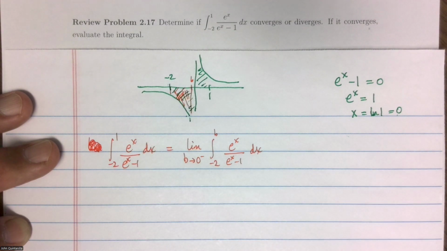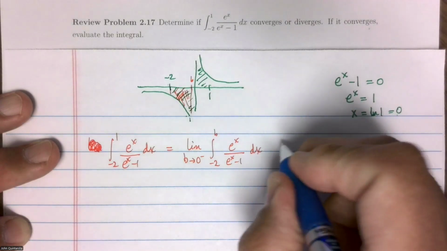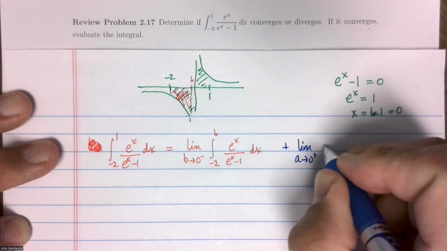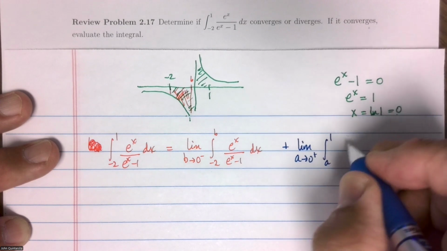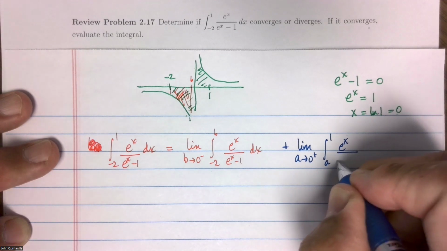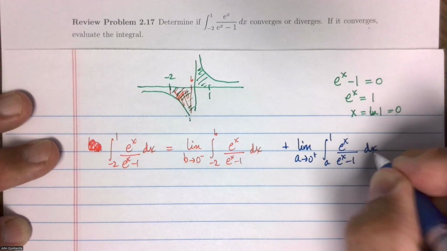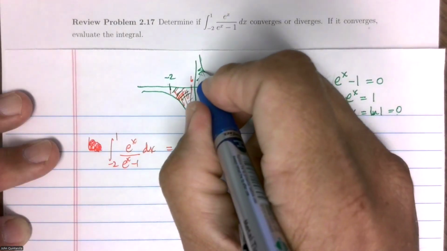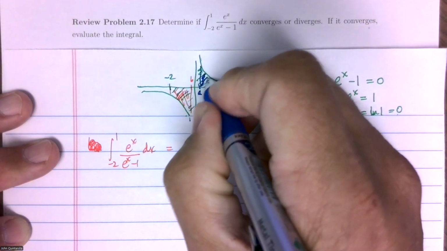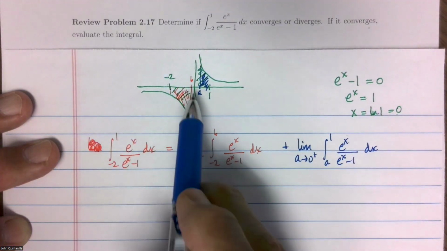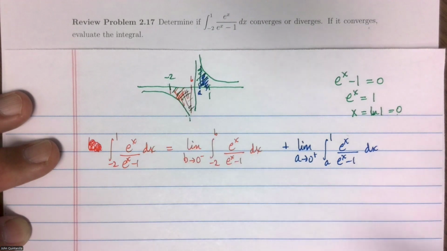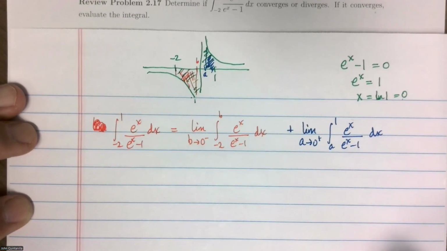The second part will be the limit as a approaches 0 from above of the integral from a to 1 of e^x over e^x minus 1 dx. The idea is that I take a number a that's close to 0, but greater than 0, find the area between a and 1, and then let a get closer and closer to 0 to try to find the area in green. So that's setting this up with an improper integral.